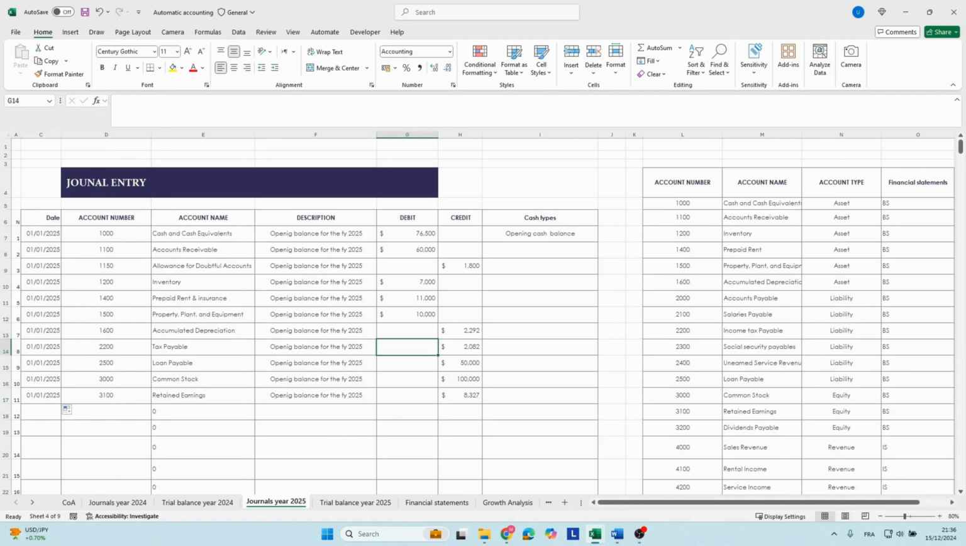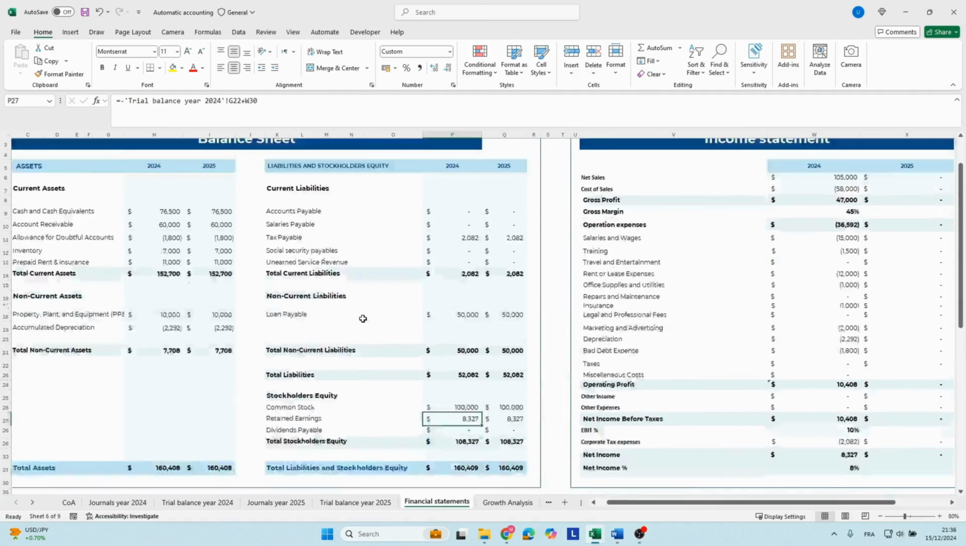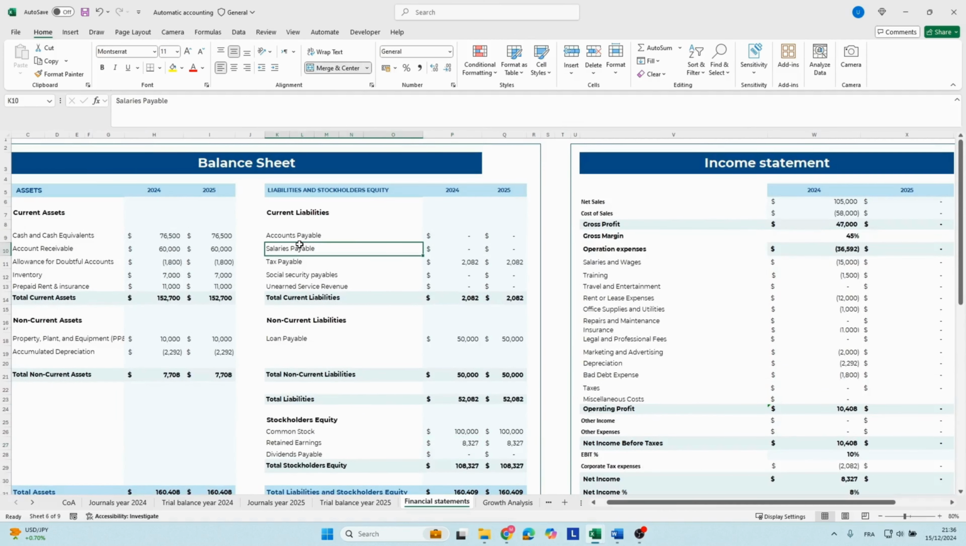So this is the first transaction for the year. Now we will go directly to the next transaction. Before moving to the next transaction, we will check our data in the incomes in the financial statement.